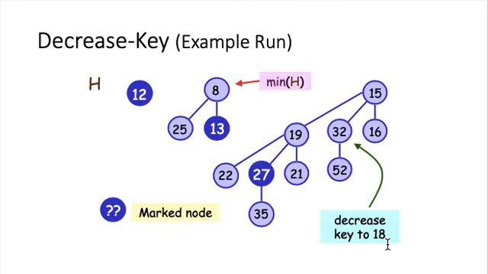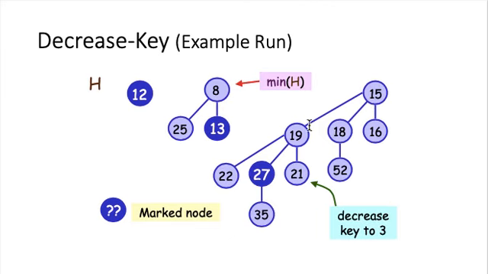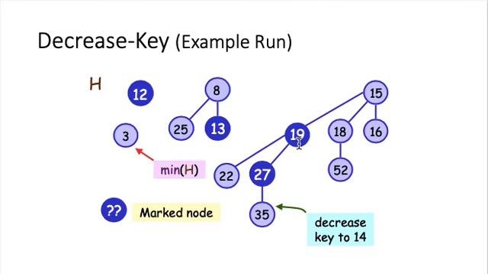So let's see an example. For instance, when we decrease key to 18, this node will now have a smaller value. But then it is still okay. 18 is still larger than 15, so we don't need to do anything. And next, when we perform decrease key of this to 3, then this changes to 3, and then we have this detachment. So we have this cut. We are cutting this edge. When we cut the edge, we will mark the parent.